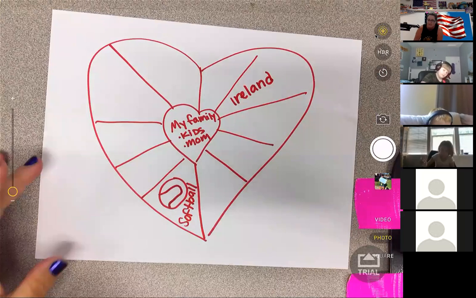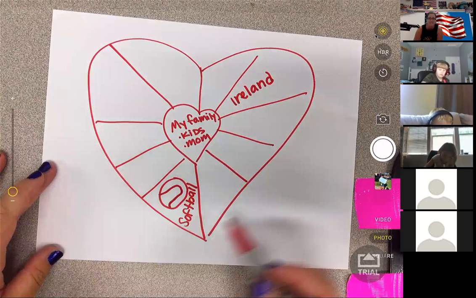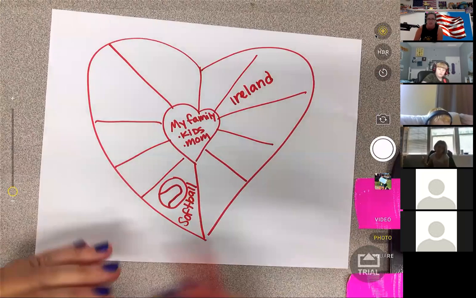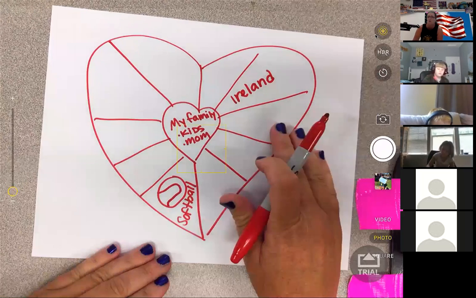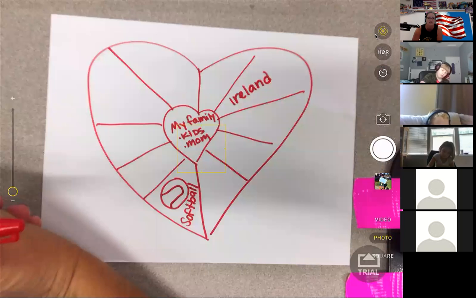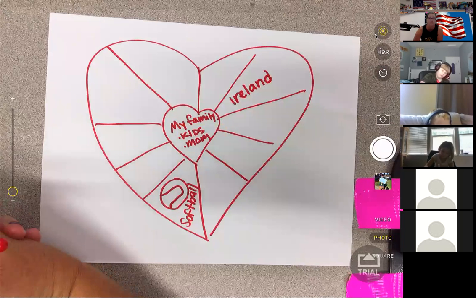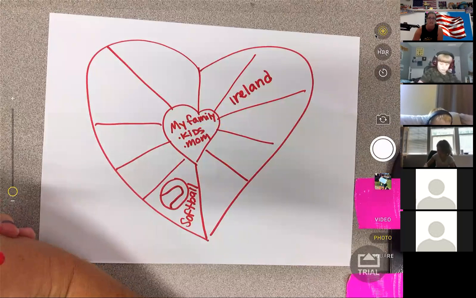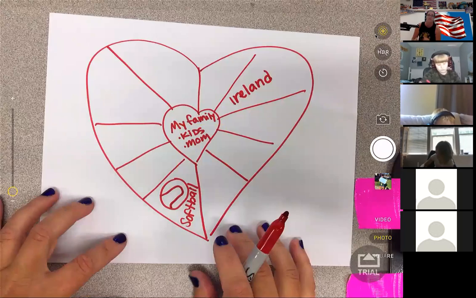So you're going to continue to think about 10 different things, and you can draw pictures, you can write words, whatever you need to do to come up with 10 things that are really important to you that you know about, that you can fill in on this graphic organizer. I see a lot of you working already. That's awesome. Okay. So this is what you're going to be working on for the next bit.